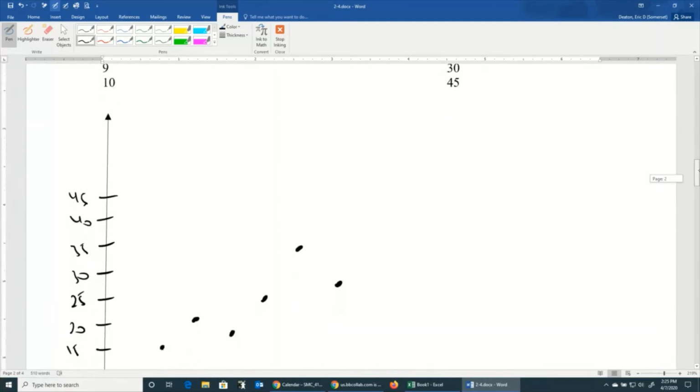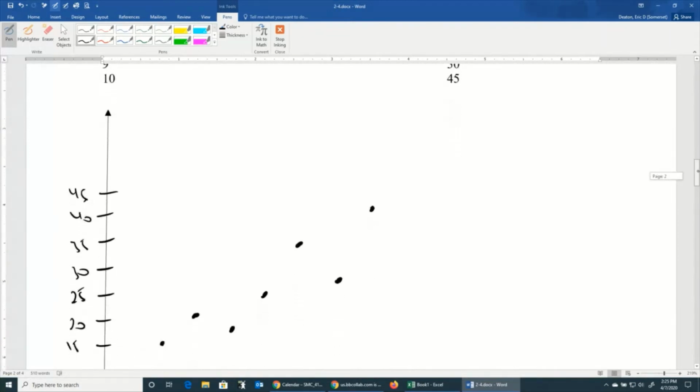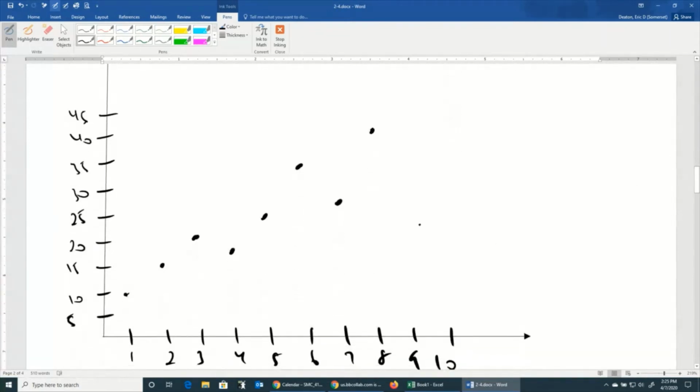8 is 42. And approximate about right there. 9 is 30 and 10 is 45.